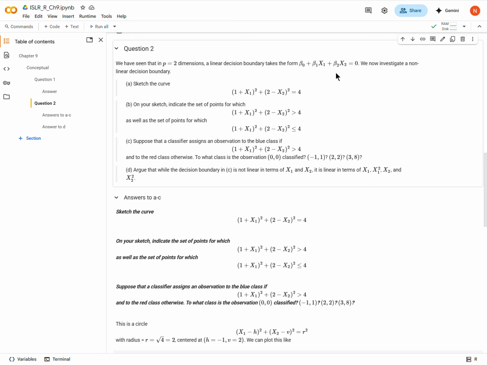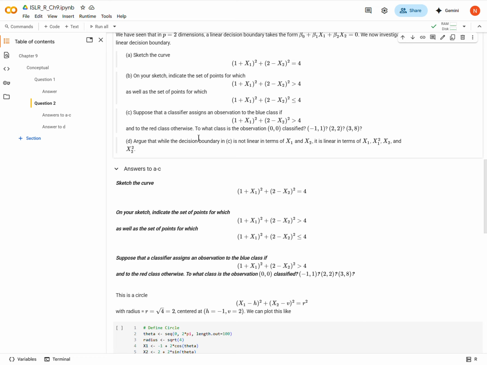expression. So now we're going to look at a nonlinear decision boundary that takes on this expression, and we're going to sketch that in part A, and then in part B we're going to try to determine the set of points that are on either side of that decision boundary. Then we're going to look at some specific points, (0, 0), (-1, 1), (2, 2), and (3, 8), and try to determine where they are in reference to that decision boundary. And then in part D, we're going to do something a little bit different. We're going to explore what it means for something to be linear or nonlinear. So we'll get to that when we get to that.